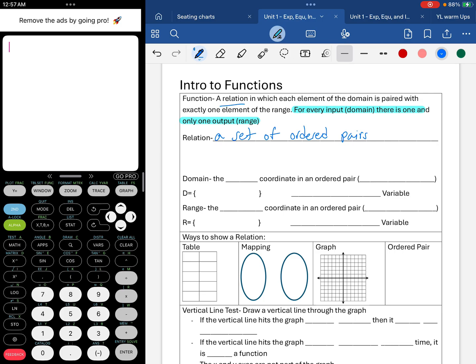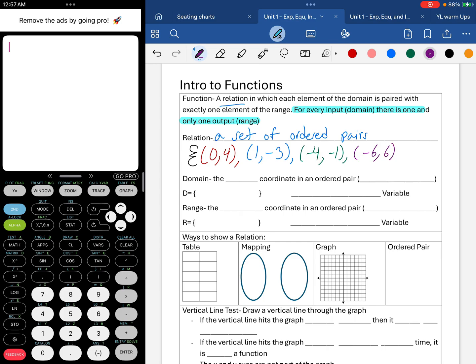So for a relation, I'm just going to make up a bunch of numbers. We do this curly bracket, and then a point, and then a curly. I'm going to say (0, 4), and I'm just making these numbers up off the top of my head, (1, -3), (-4, -1). And last, we're going to do (-6, 6). And then we're going to close off our set with another one of those curly brackets.